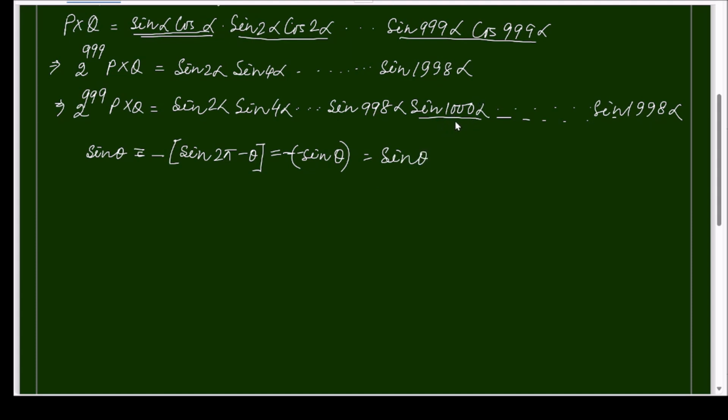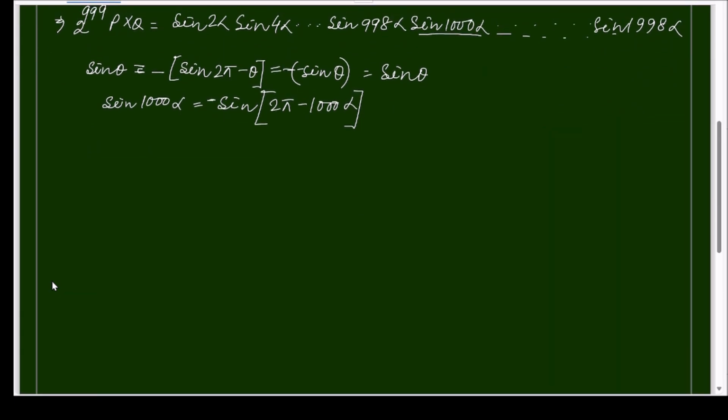So I'll change this 1000 alpha. How to change it? Sine 1000 alpha, I'll write as negative sine of 2 pi minus 1000 alpha. Similarly, next one in this fashion. So now again, writing the product.